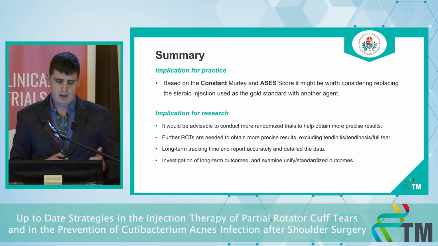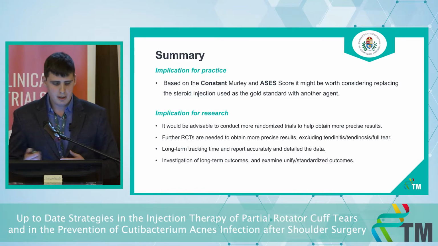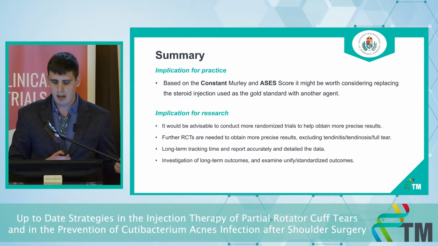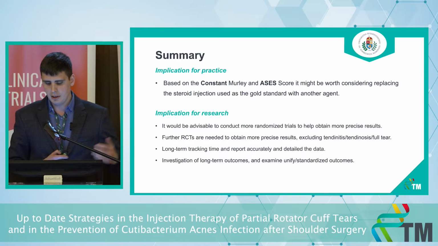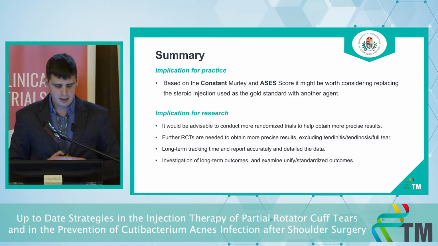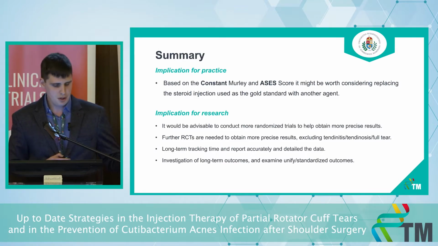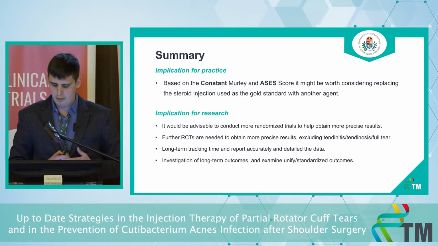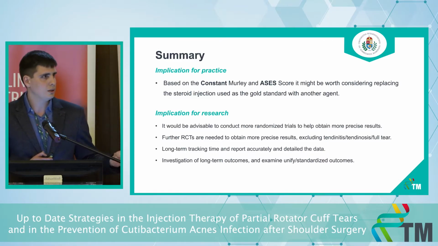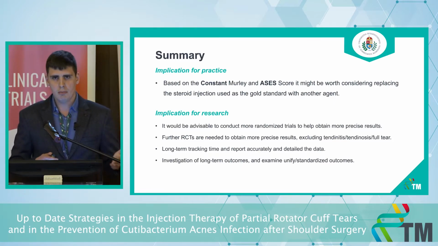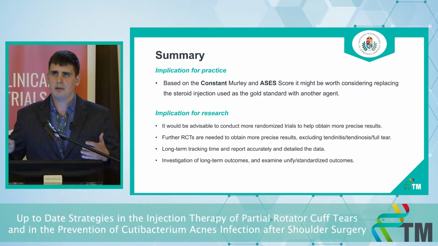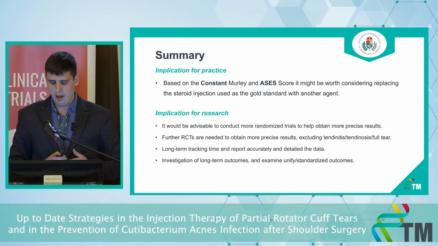In summary, we can say some implications for practice based on the Constant-Murley score and ACES: it might be worth considering replacing the steroid injection used as the gold standard with another agent. And we have some implications for research. Further RCTs are needed, excluding tendinitis, tendinosis, and full tears. We need long-term tracking, more than half a year, and it is necessary to unify or standardize the outcomes.